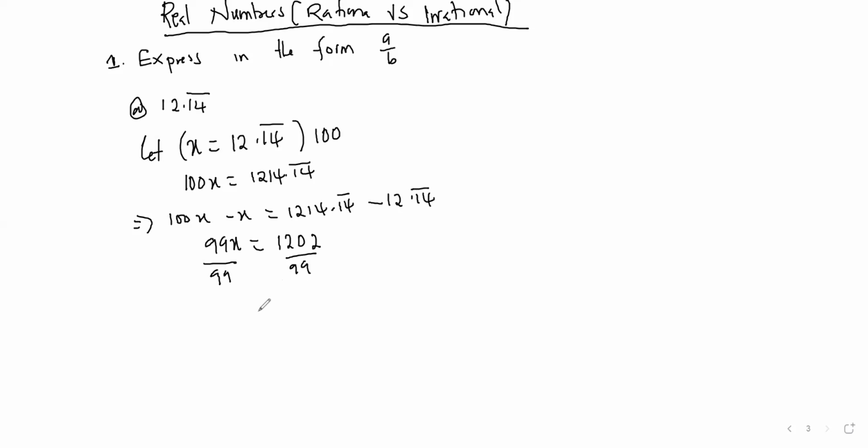Okay. So it means that x is equal to that guy over 99. B, negative 4.523 bar.